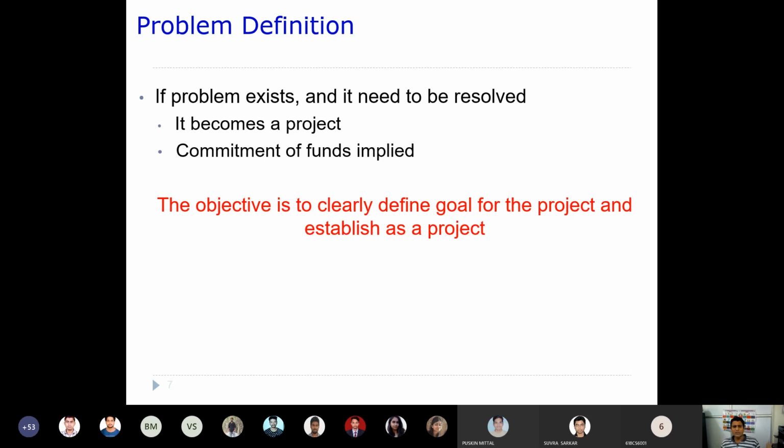So clearly the main objective of this problem definition is to clearly define the goal for the project as well as establish that it is a project. So what is the goal of that particular project, as well as establish that it is a project, that means it's a problem. That is the main objective of any problem definition phase, where we try to define the goal of the project.